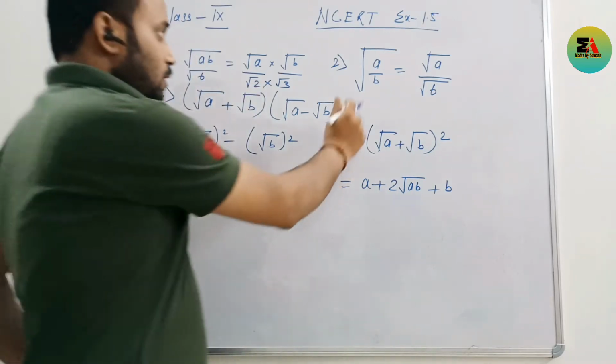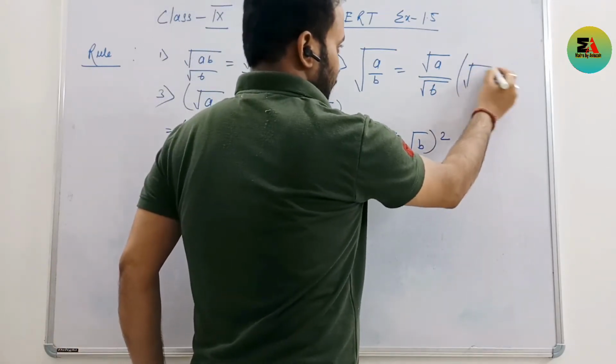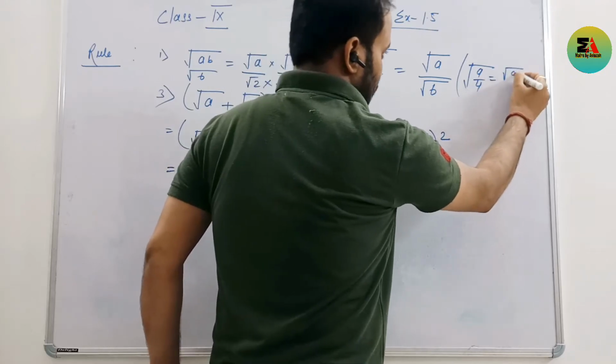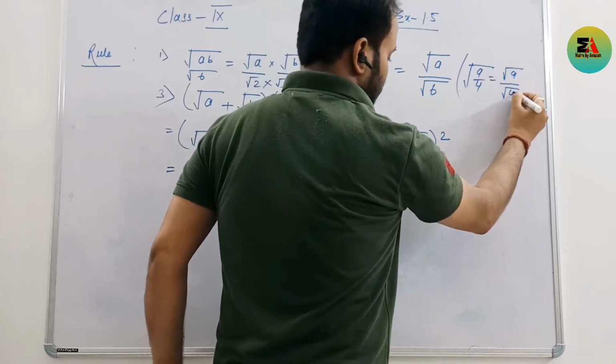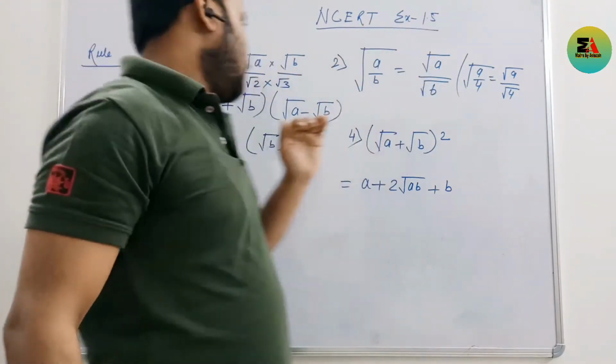Now our second rule is root under A by B. For example, if I take 9 by 4, we have to write root under 9 by root under 4. We have to break it into numerator as well as denominator form.